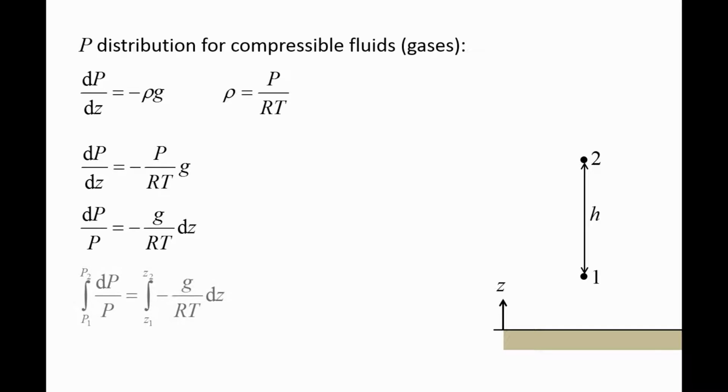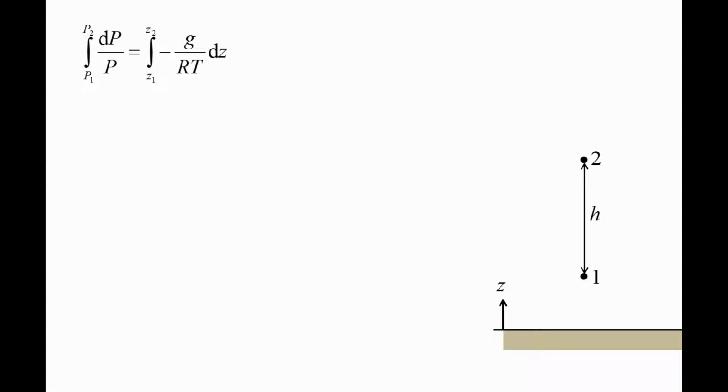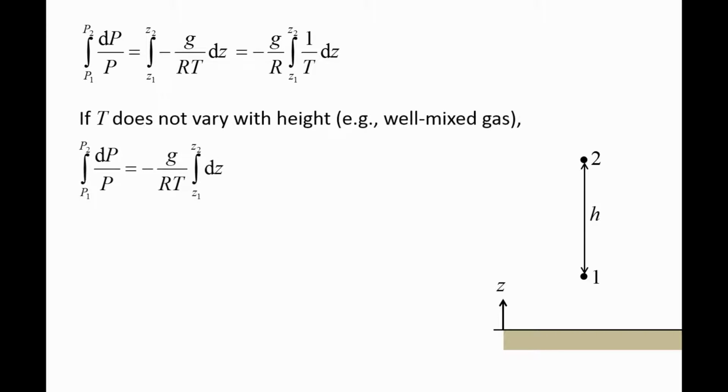Then we integrate from point 1 to point 2. Let's bring this equation to the top of the screen and continue working. Both the gravitational acceleration g and the specific gas constant R can be pulled out of the right integral since they are constant. But we would need to know how temperature varies with height in order to solve this integral. If temperature does not vary significantly with height, like in a well-mixed gas, we can assume temperature is constant and pull T out of the integral.